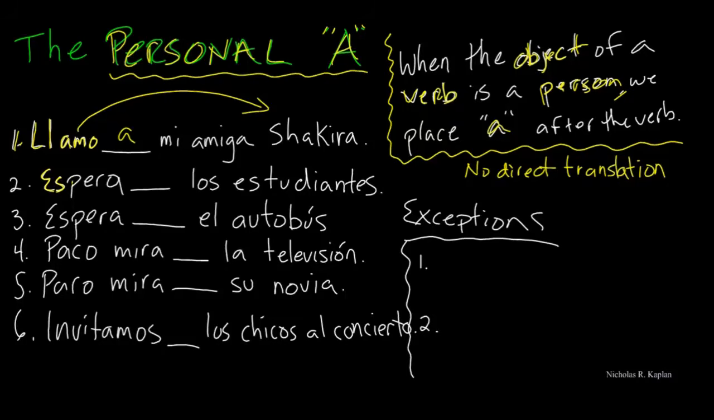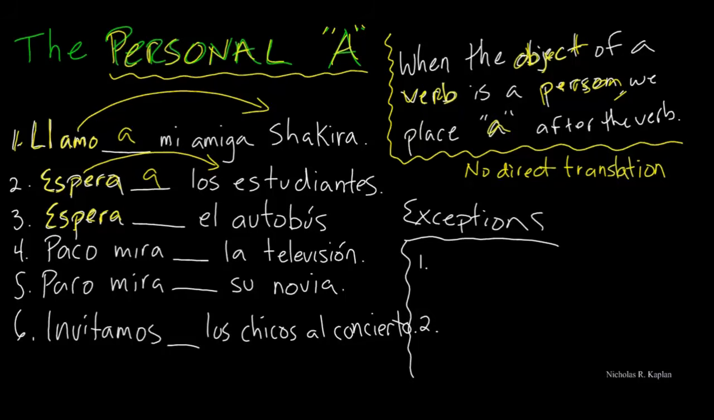Okay, number two. She is waiting for the students. So esperar means to wait for. She is doing the waiting, and the object of the verb, or what is receiving the action of the verb, is the students. That's a person. We're going to put an a. So far, so good.